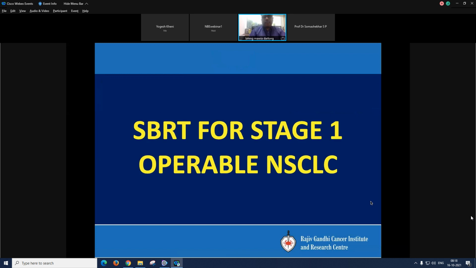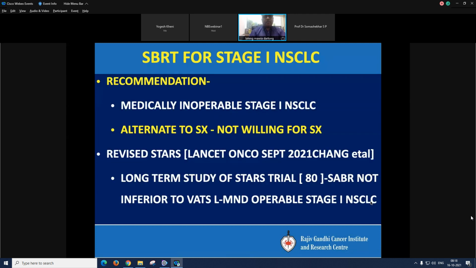And again, coming to SBRT for stage 1 operable NSCLC. This is something which the radiation oncologists are not leaving us. The present situation we have is with SBRT in stage 1. The recommendation is for medically inoperable stage 1 as an alternative to surgery and for those who are not willing for surgery. So this is a revised STARS trial which was published in Lancet Oncology this year.